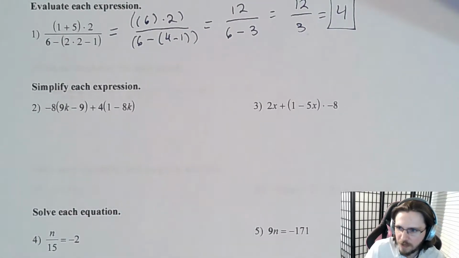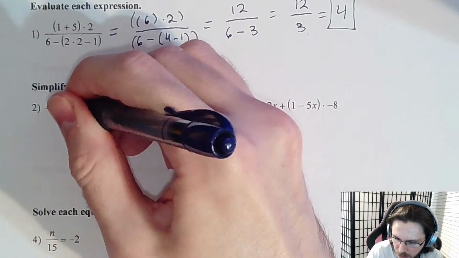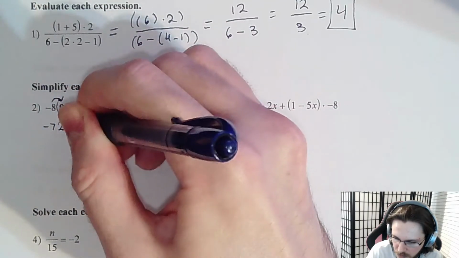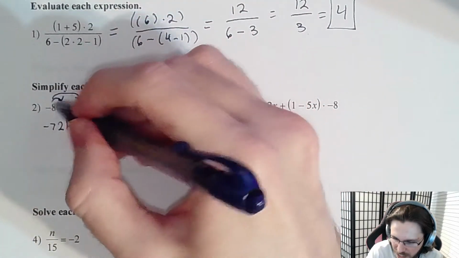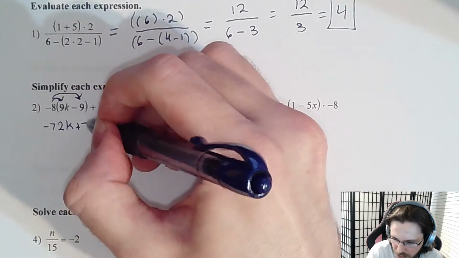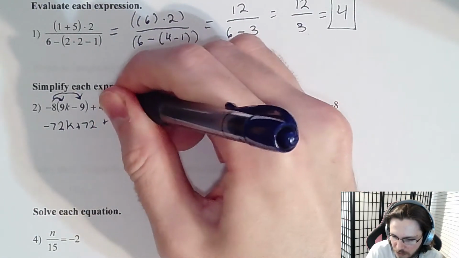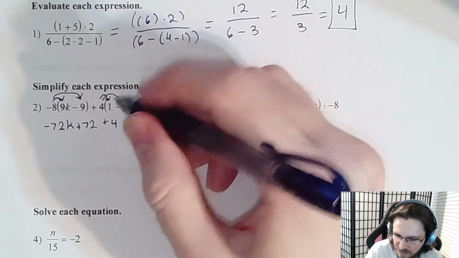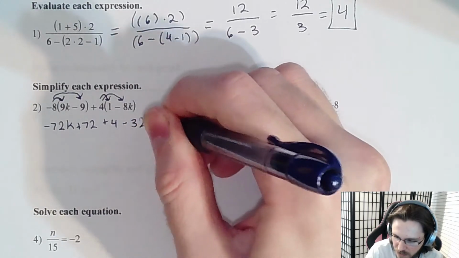Number 2, simplify. Both of these questions here require us to distribute and then add like terms. Let's practice doing it. This is going to be negative 8 times 9. That is negative 72. Okay. Negative 8 times negative 9. Don't forget the negative does distribute, so that's going to be plus 72. Plus 4 gets multiplied by that 1. Negative 8 times that 4 is minus 32k.